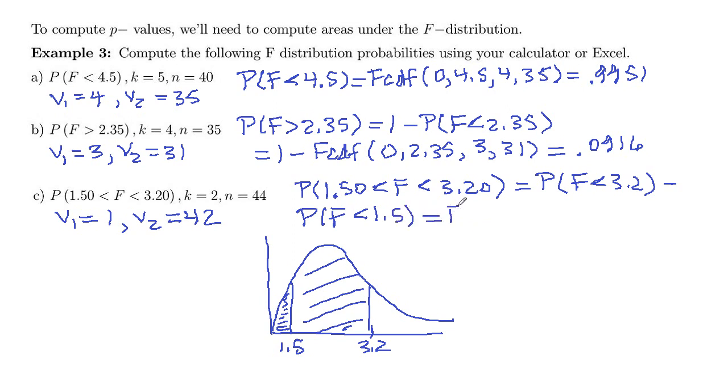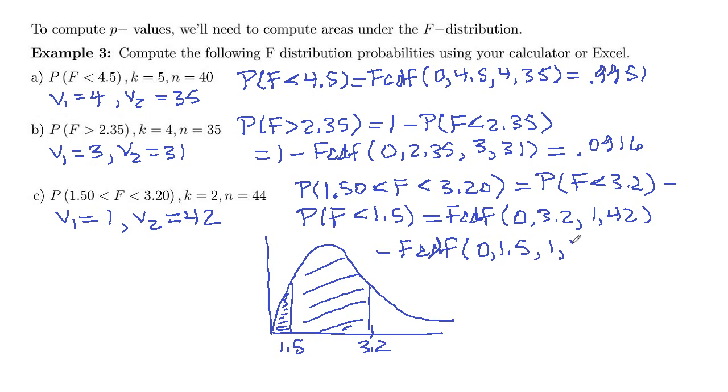So this will be an FCDF from 0 to 3.2, and then degrees of freedom 1 and 42. And then we're going to subtract off another FCDF from 0 to 1.5. And that'll leave between 1.5 and 3.2.